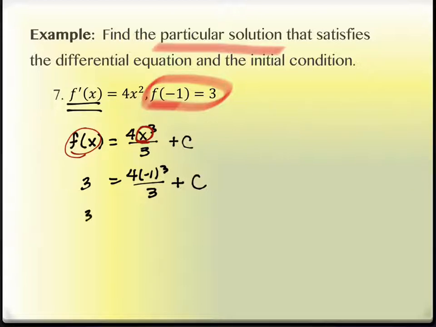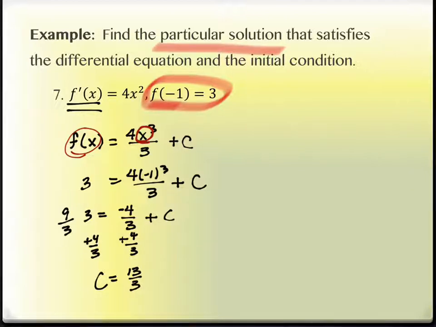So I have 3 here. -1 cubed is -1, so this is -4/3 plus c. And if I add the 4/3 to the other side, and I need to get a common denominator, so this is 9/3, right? So c, well, I'll just do it this way. C is equal to 9/3 plus 4/3, which is 13/3. The thing that you have to remember, and this is a common place where people just feel like you've achieved something. I found C and I can move on, is remember the goal is to actually write the equation. Just finding C was an intermediate step.